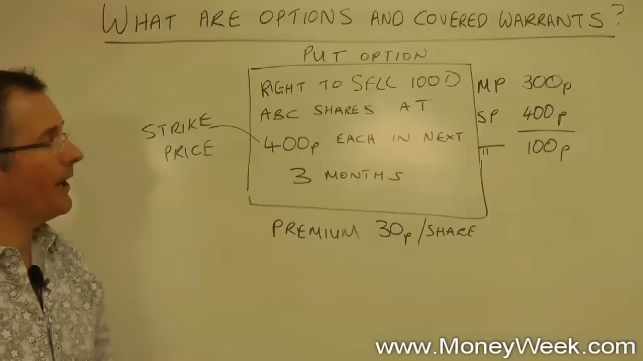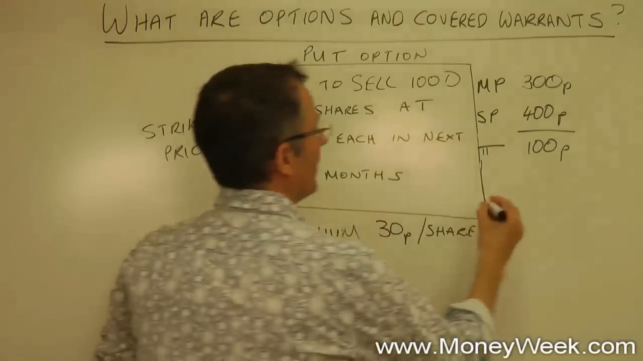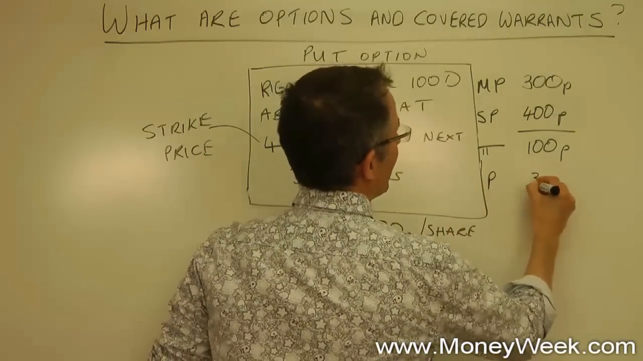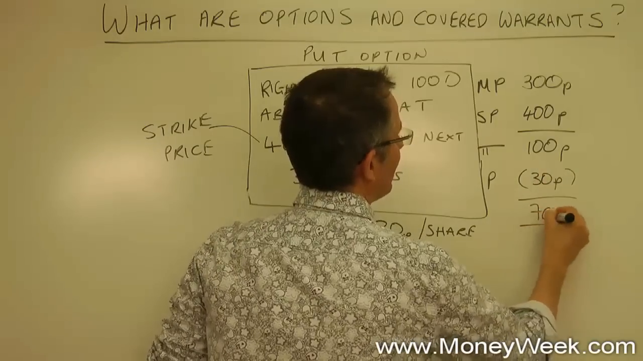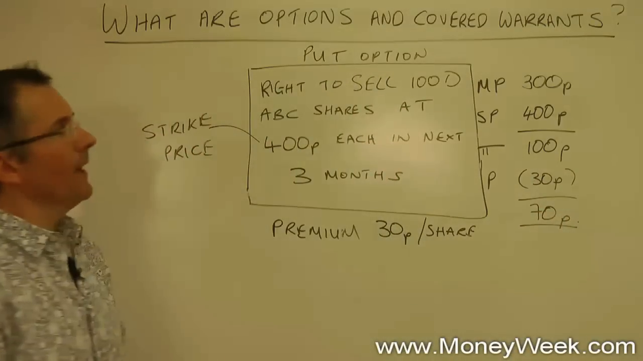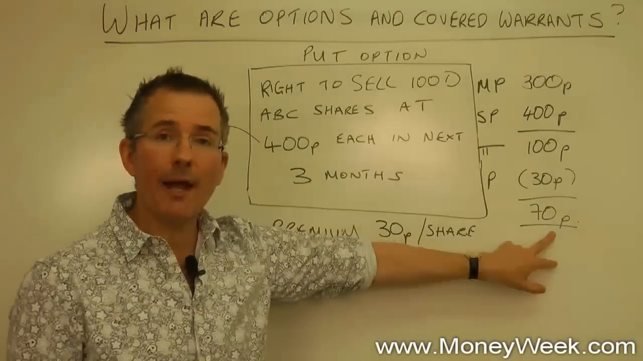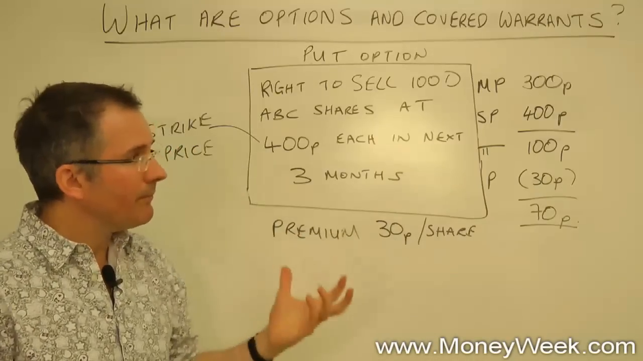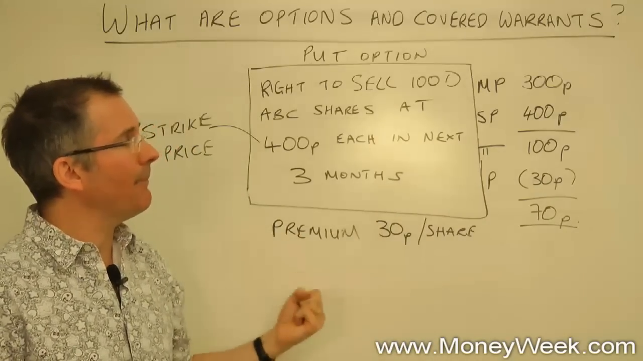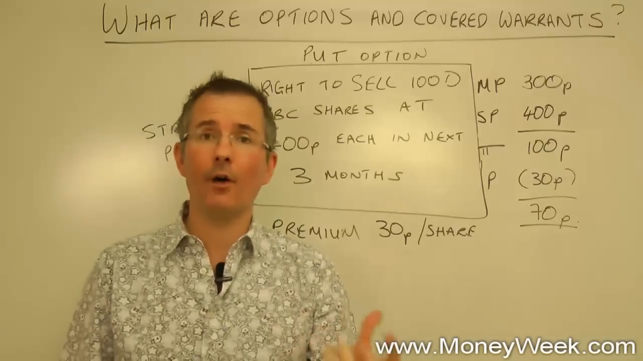Option holders always pay a non-refundable upfront premium, so let's knock that off. That was 30p. So they're making a pretty sizable profit of 70 pence per share. On 1,000 shares, that's £700. Okay, so that's the point of a put option. It is designed basically to make money when prices fall in the hands of the holder.